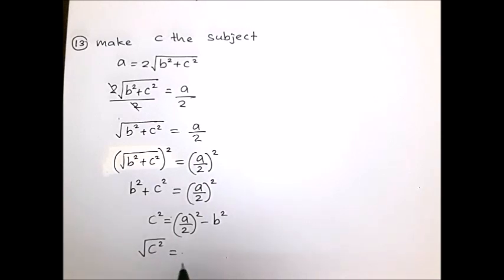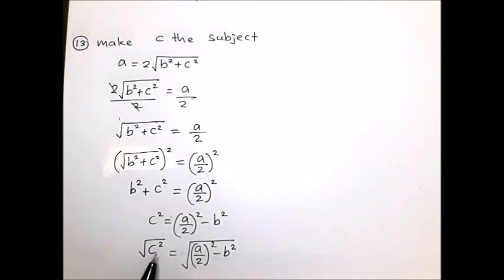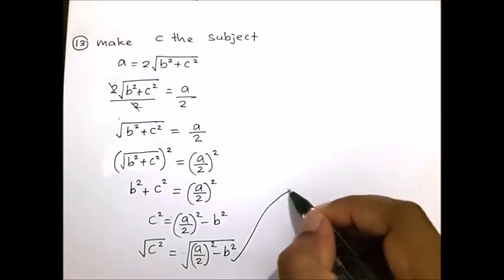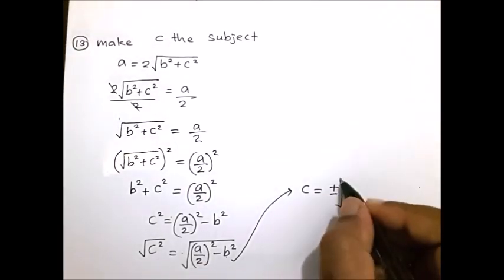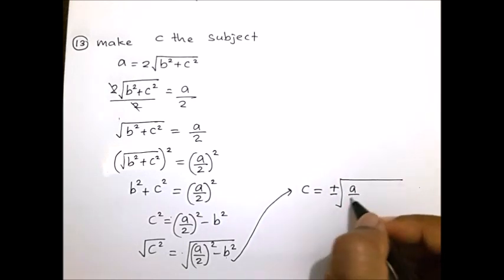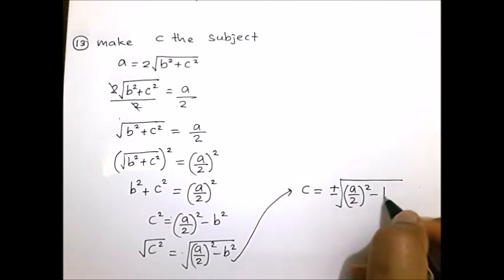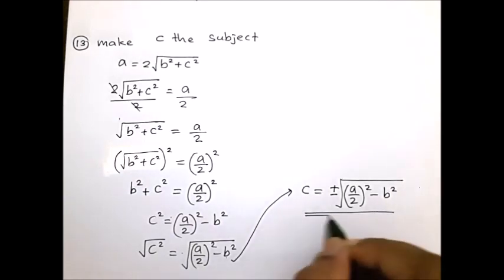Take the square root of the left hand side and the square root of the right hand side. On the left hand side, the squared and square root cancel each other. But on the right hand side, there is a minus between these two terms, so you can't simplify the square and square root. Only on the left side do they cancel. On the right hand side, you have to write plus or minus the square root of a over 2 squared minus b squared. This is the answer.